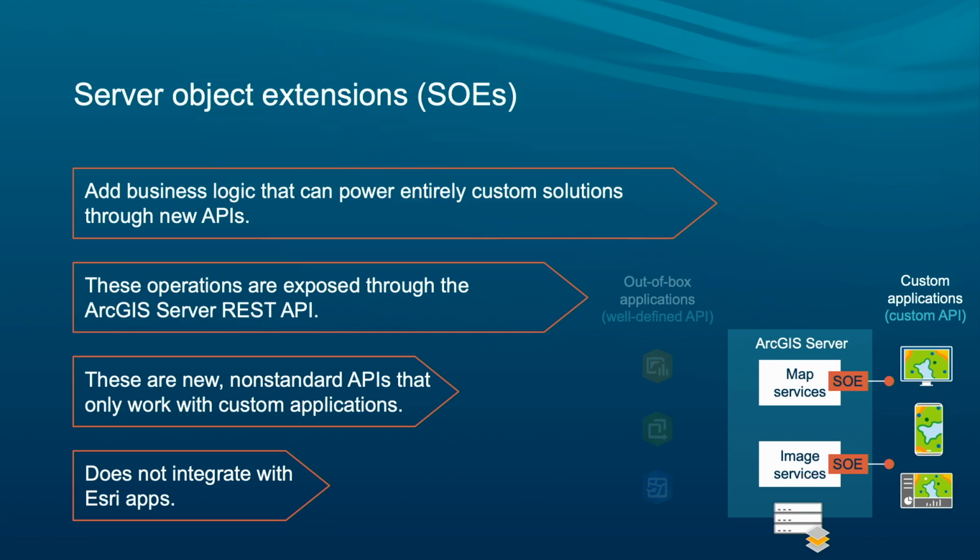And because it's something custom, Map Viewer won't know what to do with that. Experience Builder won't know what to do with that. And that's why a custom application is critical to be able to access the functionality of this SOE. That being said, it does not integrate with all Esri apps because you can do so much with it. How can Esri read your mind and know exactly what you're creating here?